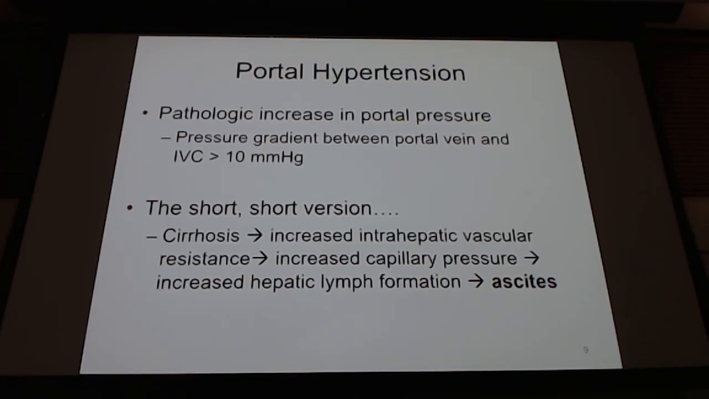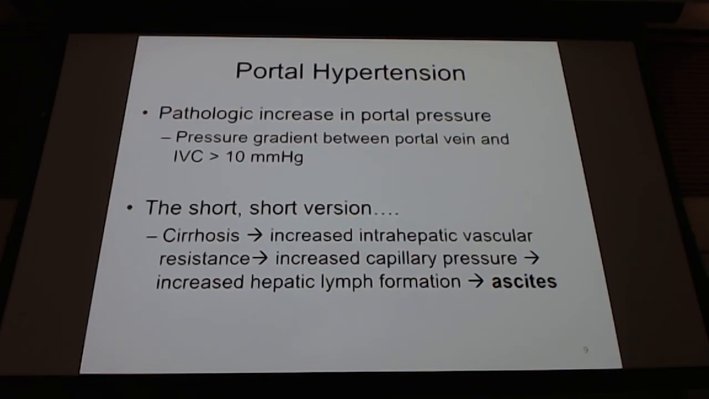Now, your book answer is we consider an increase in portal pressure greater than 10 millimeters of mercury to be the gold standard for what is considered hypertension. So the short version, cirrhosis causes that increased intrahepatic vascular resistance, and then the increased capillary pressure, increased hepatic lymph formation, and then we ultimately end up developing ascites.